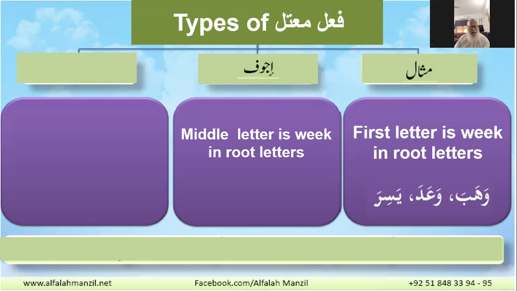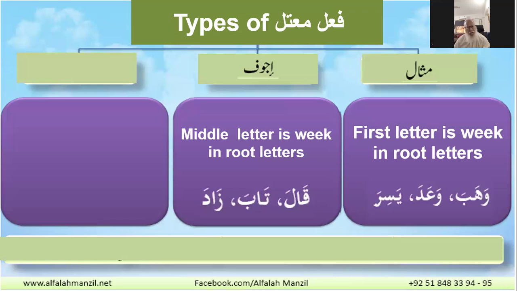Middle letter is weak in root letters, just like qala, taba, zada. By virtue of QC1 or QC2, you know in qala the alif is coming in place of waw. In taba, alif is coming in place of ya. In zada, alif is coming in place of ya. So actually, the position matters. Weak letters coming in the second position, we will call it ajwaf.